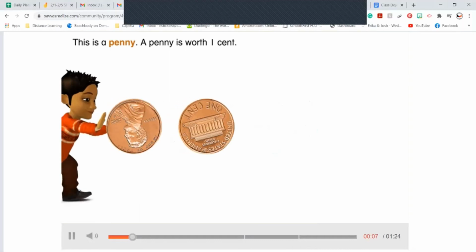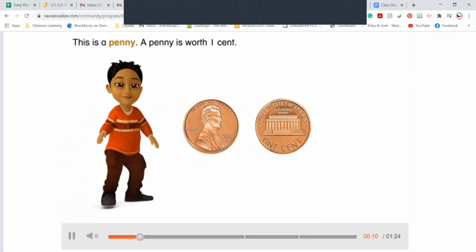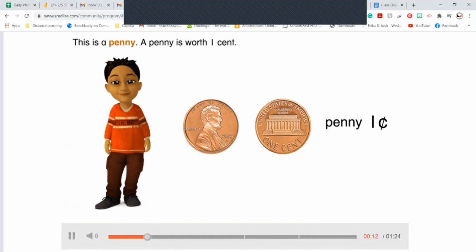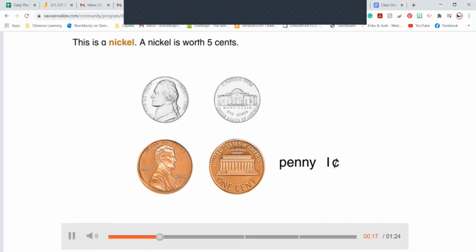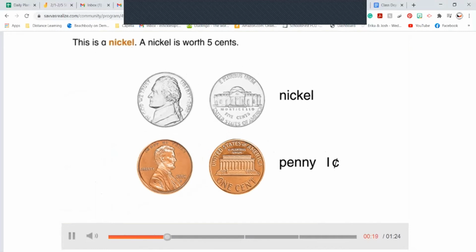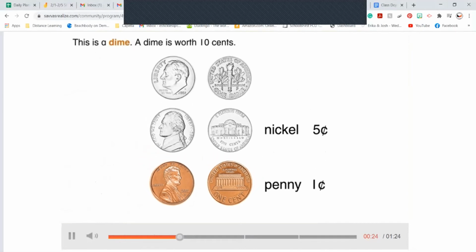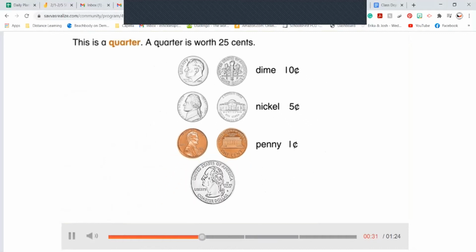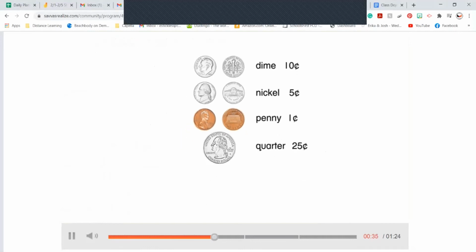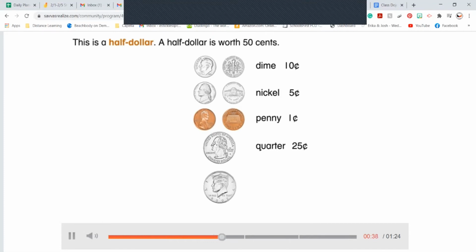This is a penny. A penny is worth 1 cent. This is a nickel. A nickel is worth 5 cents. This is a dime. A dime is worth 10 cents. This is a quarter. A quarter is worth 25 cents. This is a 50-cent piece. A 50-cent piece is worth 50 cents.